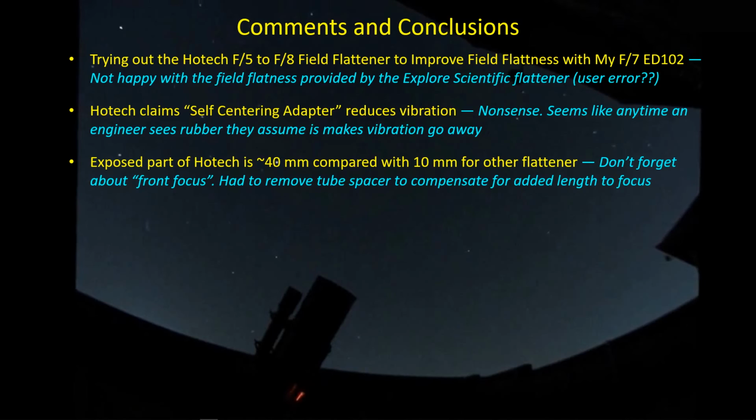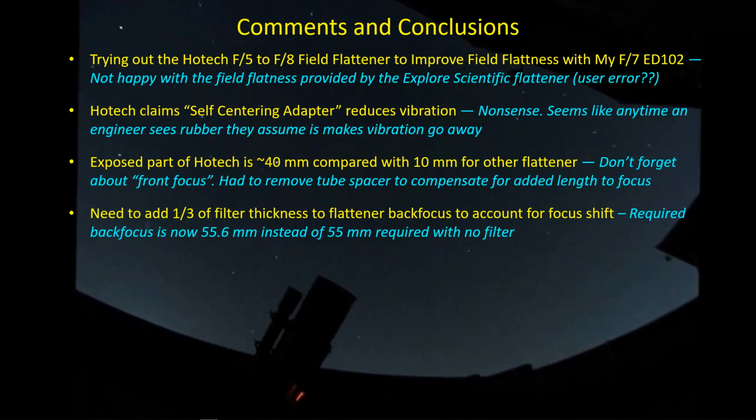The exposed part of the Hotech is 40 millimeters long compared to, say, the 10 millimeters of the other Flattener that I have. This is something you need to think about. That 40 millimeters is going to push your camera sensor farther back, and you're going to have to compensate for that by bringing your focuser in. In my original case, when I first installed it, I didn't have enough travel in the focuser to do that, so I had to remove a tube spacer in order to achieve that additional inward motion of the camera sensor.